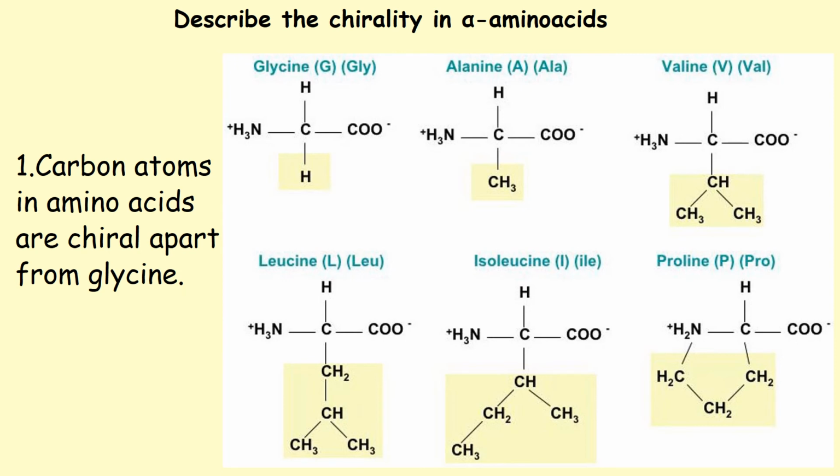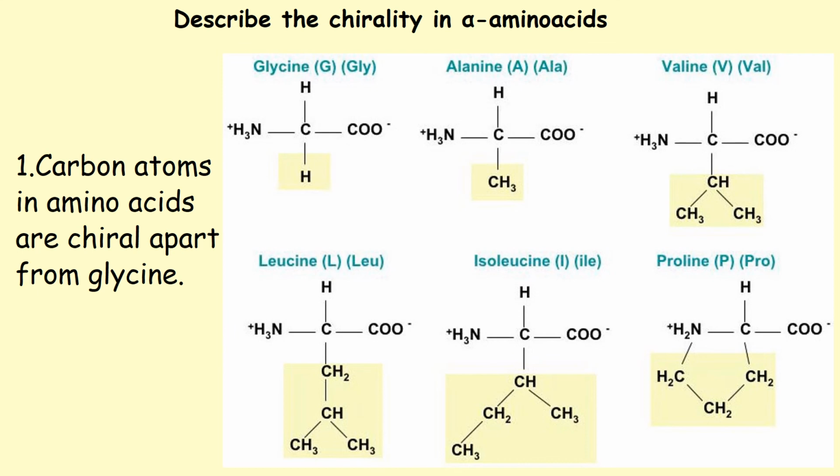Describe the chirality in alpha amino acids. So I'm going to give you 3 points about the chirality in alpha amino acids, and some of them towards the end are repeats of what I've said before. Number 1, carbon atoms in amino acids are chiral, apart from one amino acid, which is glycine. Glycine is not chiral. All the others, it's got 2 hydrogen atoms.